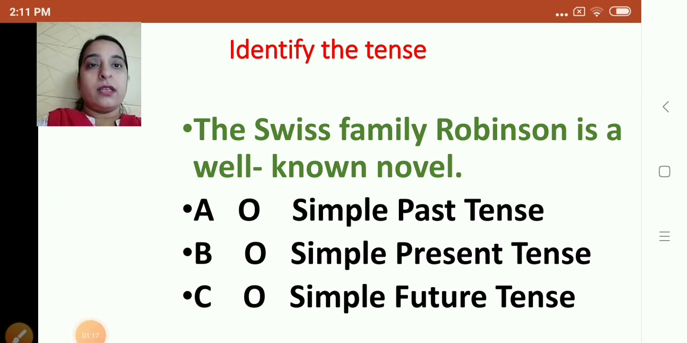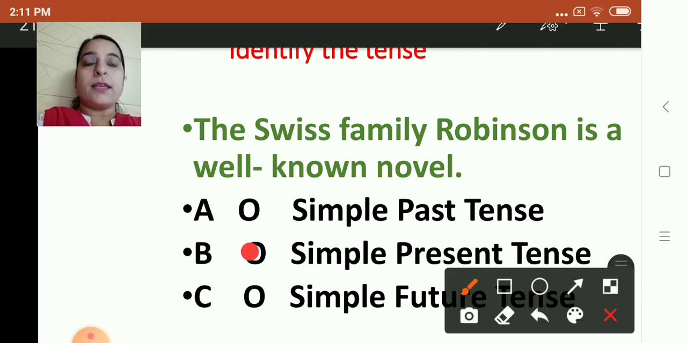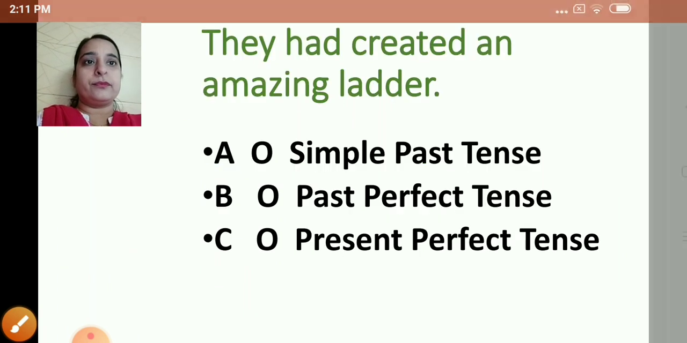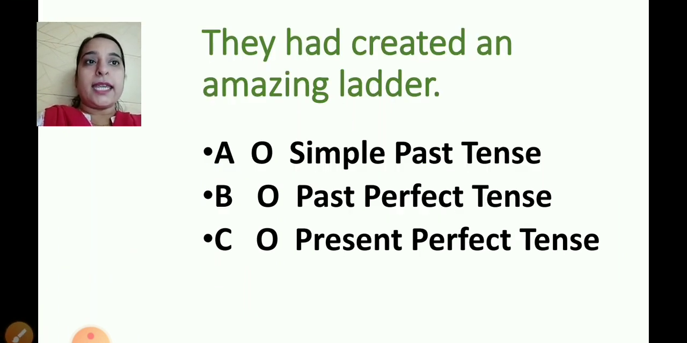So children, the Swiss Family Robinson is a well-known novel. Yes children, it's a simple present tense. So you have to click on the correct option, okay? Now next one. They had created an amazing ladder. The options are simple past tense, past perfect tense, present perfect tense. So you have to click on the correct option, okay?